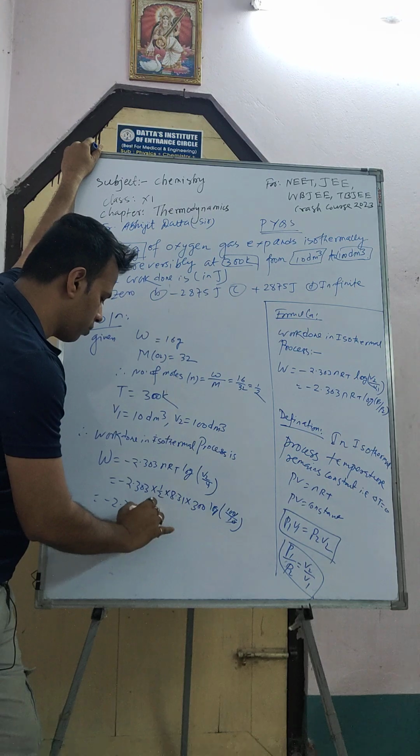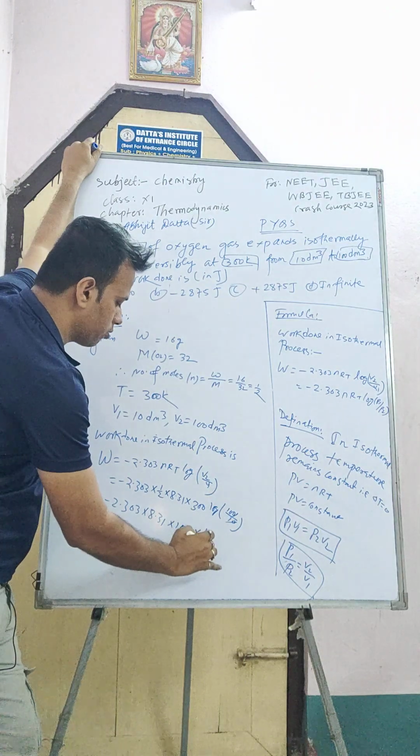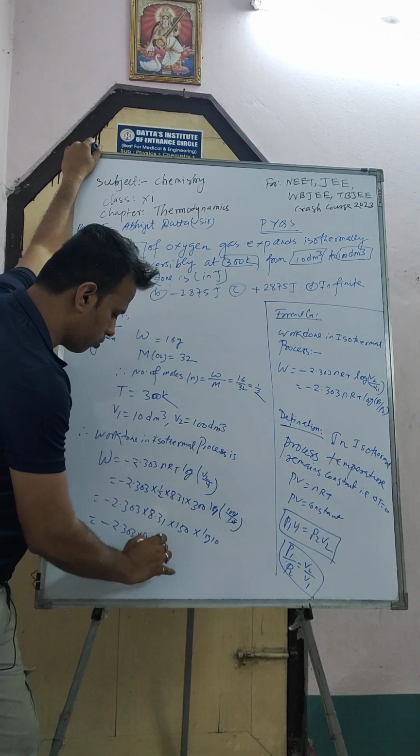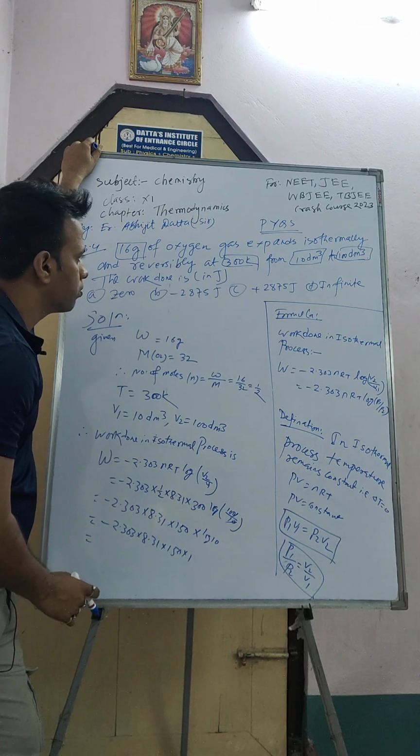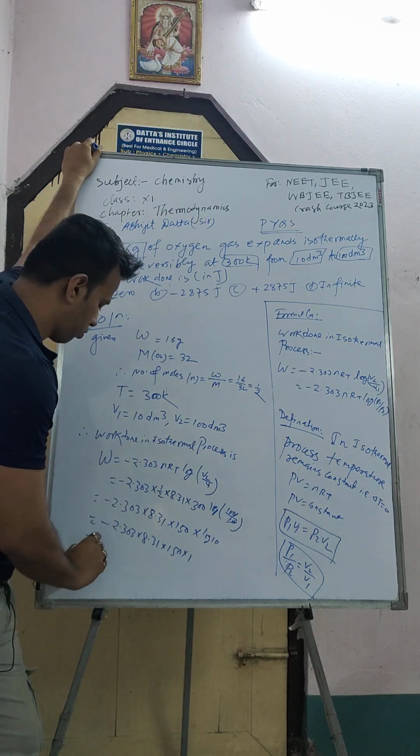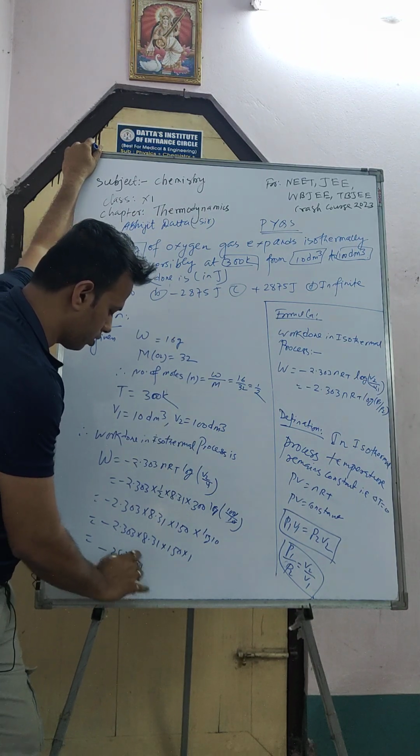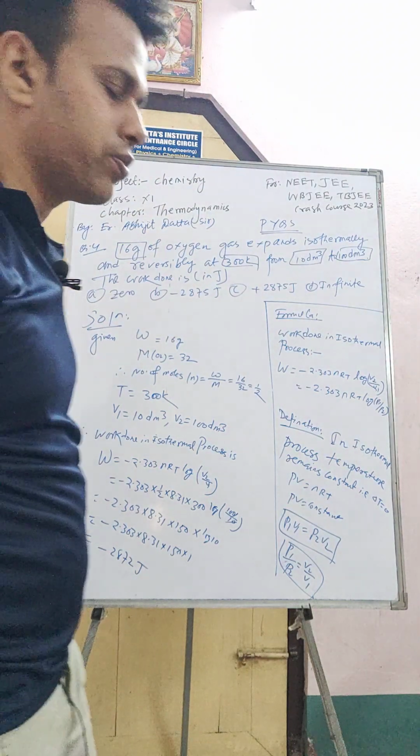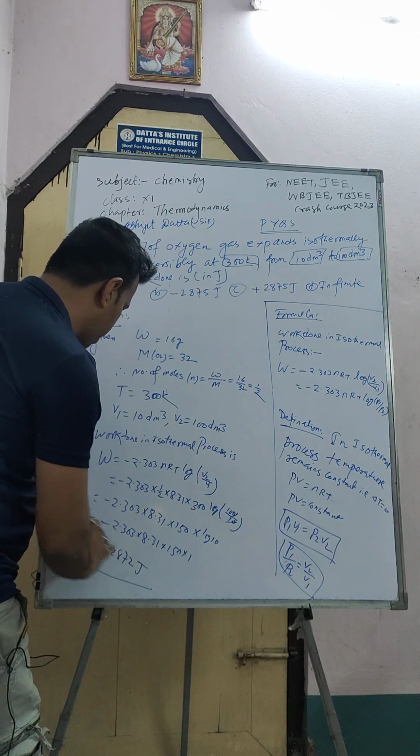If you cut this away, 8.31, and into 150 log 10. Log 10 is what, sir? 1. So 2.303, 8.31, 150 into 1. If you multiply this, it comes to about 2872 joules. Okay, it came near about 2872 joules. If you multiply this, it will come to 2872 joules.